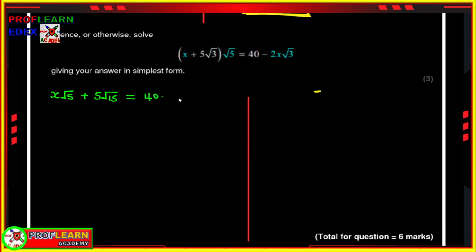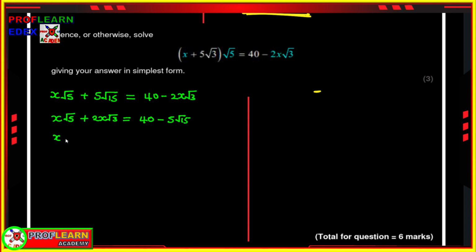And then this is going to be equal to 40 minus 2x root 3. Now at this point, I'm going to take those terms with x on one side, so I shall have x root 5 plus 2x root 3 is going to be equivalent to 40 minus 5 root 15.